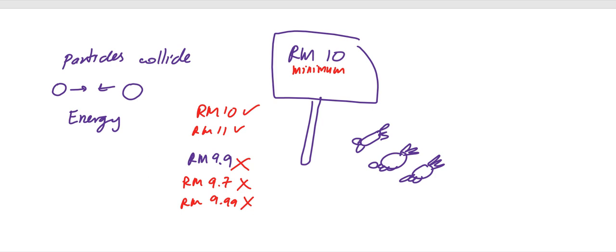So in a reaction, the minimum energy that the particles must have in order for a reaction to happen is called activation energy. And the symbol for activation energy is EA. Activation energy is the minimum energy the particles must have in order for a reaction to occur. Everybody understand? Hello, can you guys respond? Do you all understand?